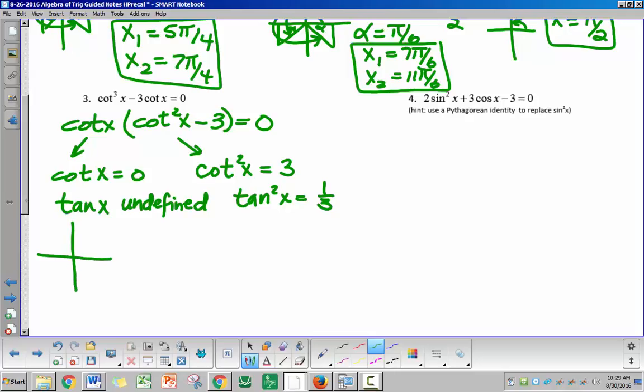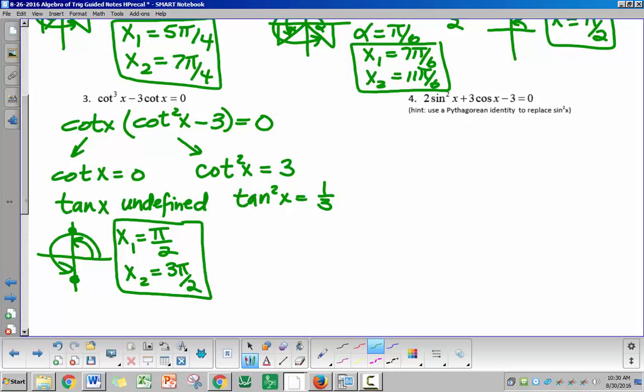Very nice. So where is the tangent undefined on the unit circle? Yes. On the y-axis, right? So we have two angles here for an answer, which are x equals pi over 2. We're in radian mode, right? Yep. And then 3 pi over 2. Very nice. And my domain was restricted from 0 to 2 pi, so we want the positive ones only one time around.